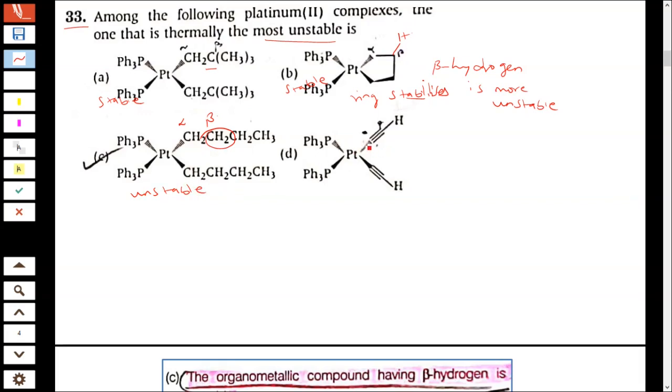And in D, there is an alpha and beta, but there is no beta hydrogen present. This compound is also stable. Hence, option C is correct.